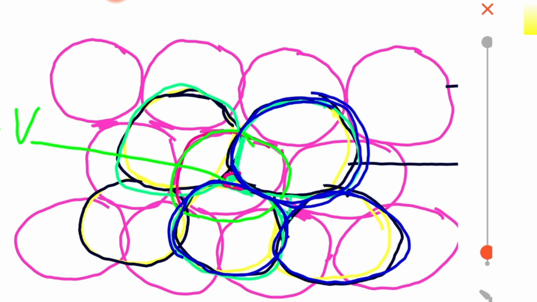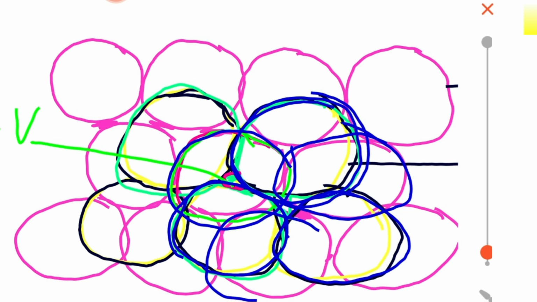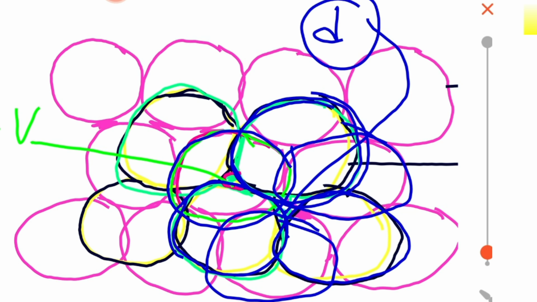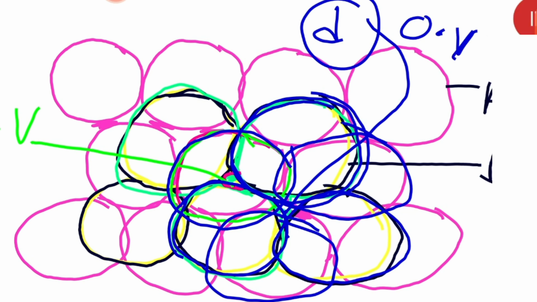Okay. Then after that, see, this is one blue color, this is one blue color, and downside there is also one blue color, and between them the void that is there is called void D, and around it 6 spheres are there. That is why it is called octahedral void. What do you call it? Octahedral void. Now I am going to explain you one by one.